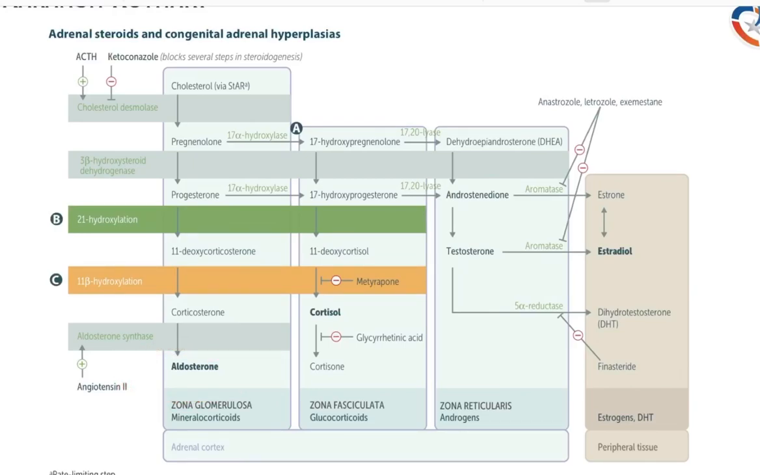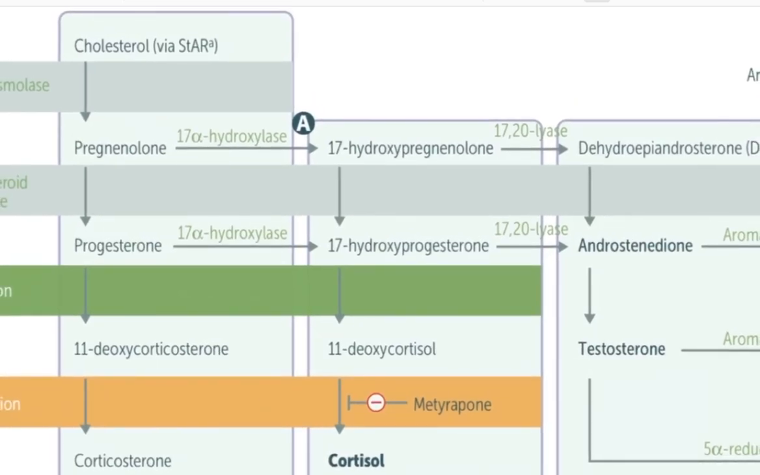Now let us talk about the production of cortisol. Okay. So how is cortisol produced? The first basic step is the conversion of cholesterol to pregnenolone. Then this pregnenolone, by the help of one enzyme, that is 17-alpha hydroxylase, is converted to 17-hydroxypregnenolone. Is it clear?